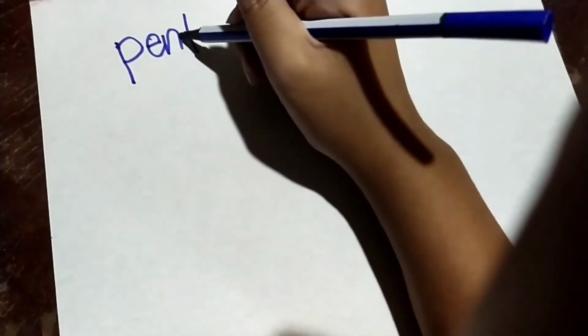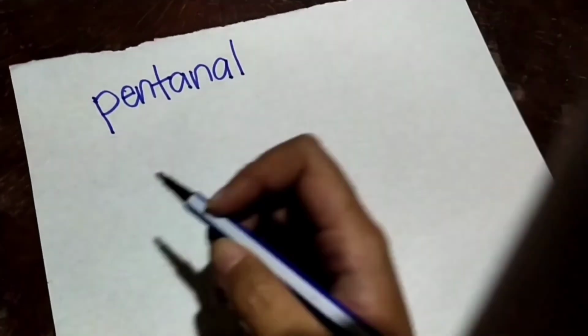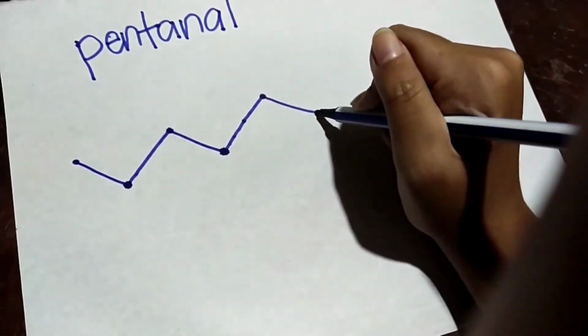The first example is pentanal. Pent means 5, so the structure should have 5 carbon atoms bonded with an aldehyde.